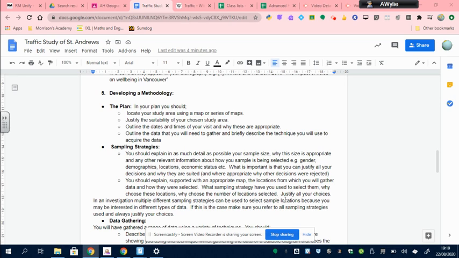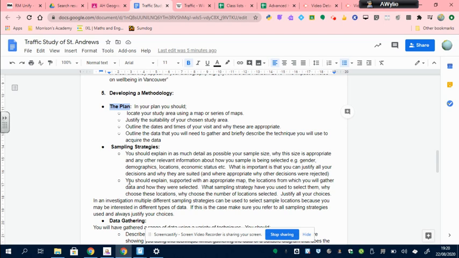Okay, in this tutorial, I'm going to focus on the three key elements of writing up a good methodology. And I suggest after I complete each one, starting with the plan and then looking at sampling strategies and then going on to data gathering, you might want to pause, discuss it with your group, complete the tasks that you can see assigned for that particular section, and then move on to the next one.